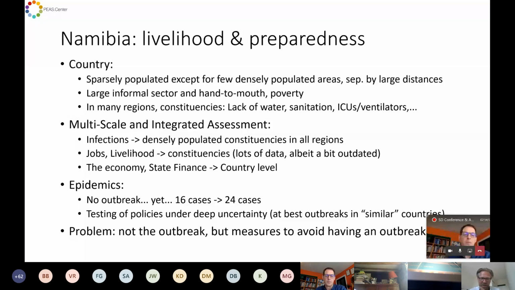And the second thing, and that's very important for Namibia, is, okay, if we actually have lockdowns now, what is going to happen in terms of livelihood and the economy? And that is pretty dramatic.